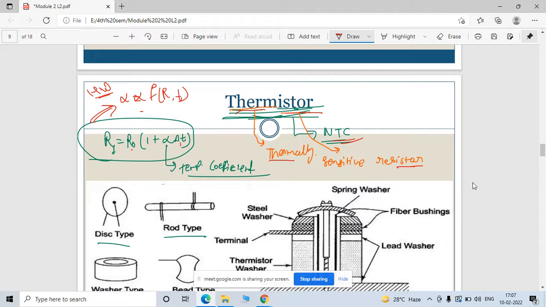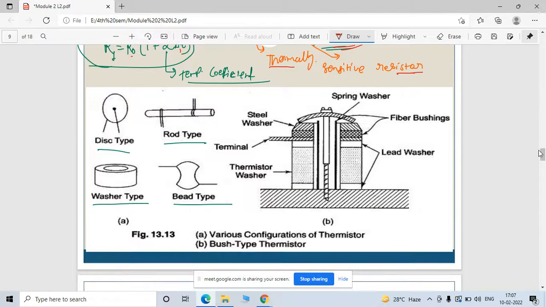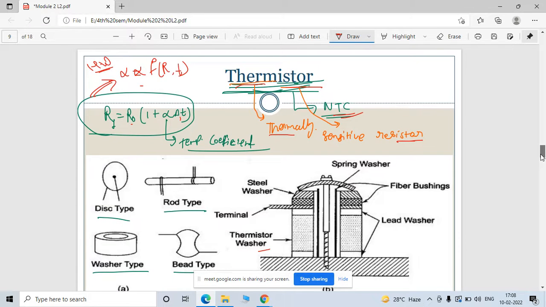Okay, so that is one of the types of thermistor: the disc type, rod type, washer type, and bead type. So these are some functional arrangements of thermistor. Okay, so this is a thermistor washer, and depending on the temperature sensing, as the temperature changes, your resistance value also changes because both are proportional to each other, right?